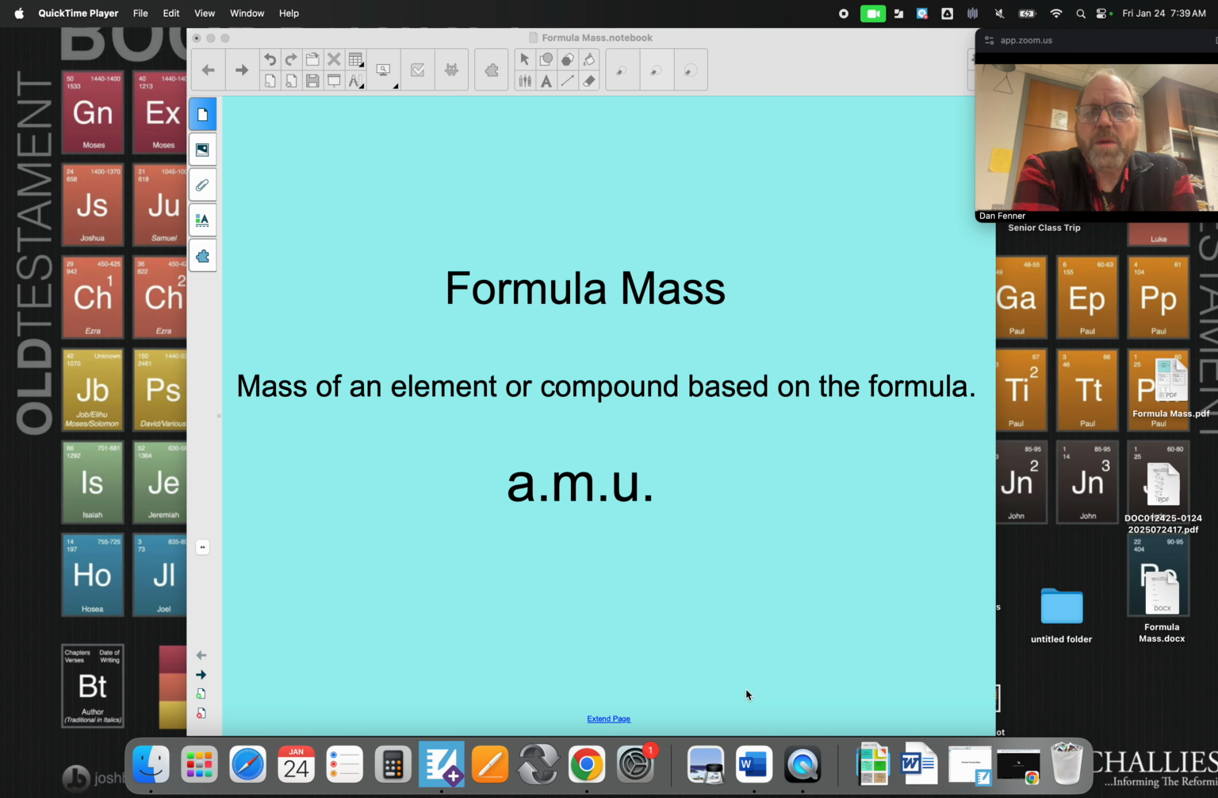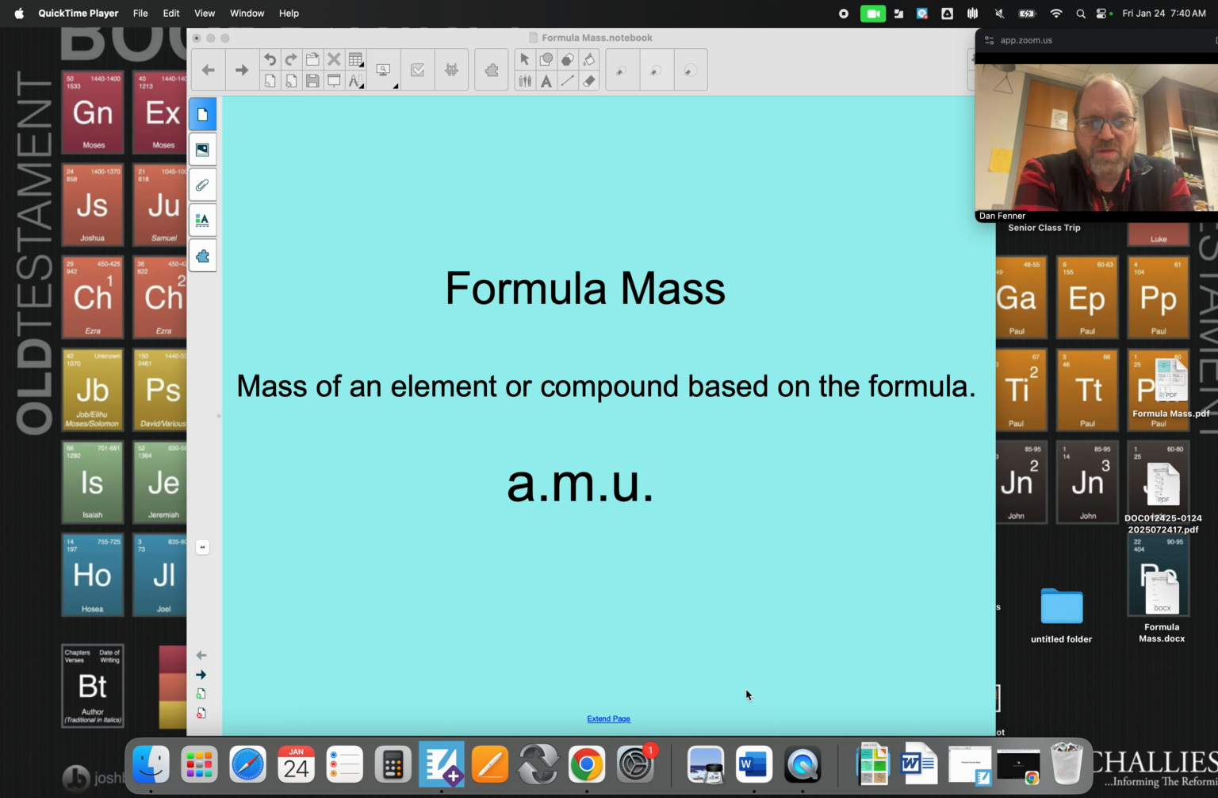Today we're looking at formula mass. We get a concept of something called moles, which have to do with how things react chemically, the mass that we use. In order to do that, we start with formula mass. This is the mass of an element or compound based on the formula, and that's what it's massed at the atomic or the very smallest level.